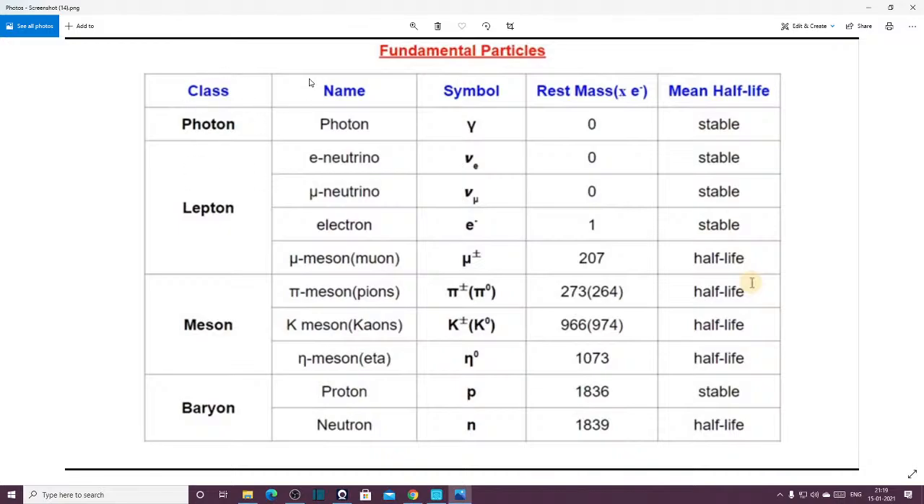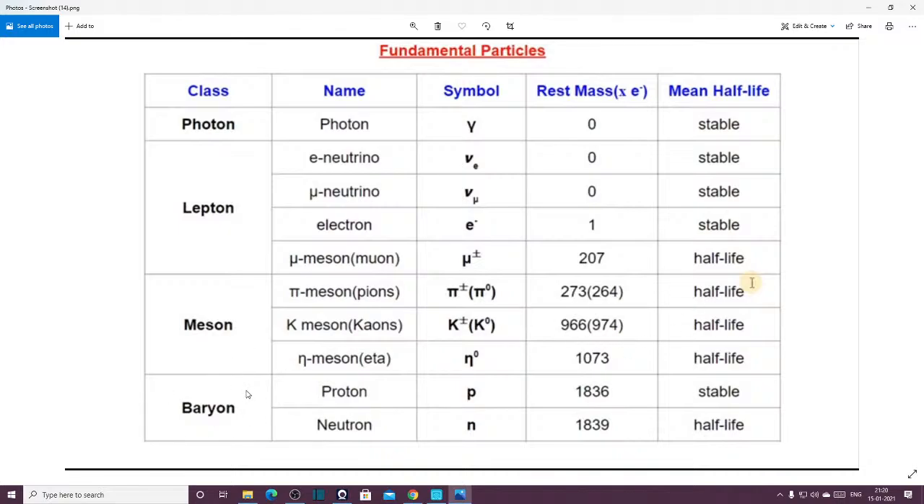Lepton is another class of particle, and it contains e neutrino, mu neutrino, and the electron. So the electron is a particle that comes in this lepton class. It has this mass, and it is also stable, it will not disintegrate by any radiation. Then mu, the muon, is also a lepton. Then coming to mesons, there are different kinds of mesons: pi mesons or pions, kaons or K mesons, and eta mesons. These are mesons and these are their half-lives.